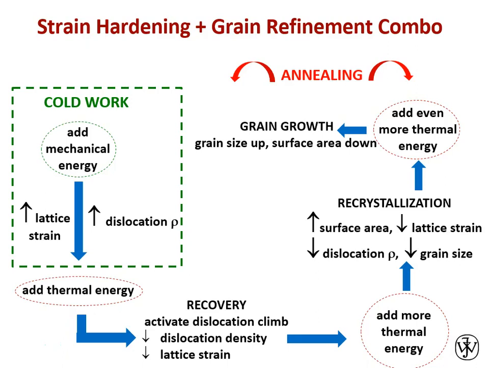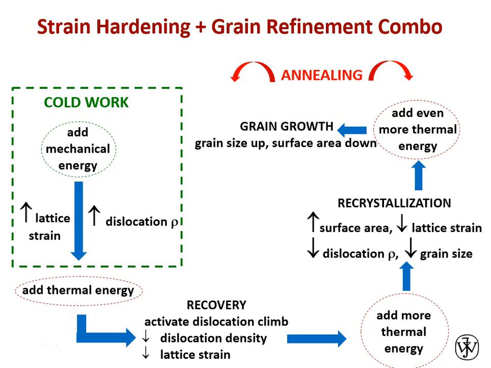So you can think of this as forming new, small, completely strain-free grains in the microstructure at the expense of releasing a lot of that elastic strain energy that is resulting from all of those dislocations. And of course now we have a lot fewer dislocations. So strain energy is going down, dislocation density is going down, lattice strain is going down, grain size is going down, and surface area of grain boundaries in the material is going up. So it's strain energy to surface energy swap in the form of grain boundaries as surfaces. This is called recrystallization and grain refinement.